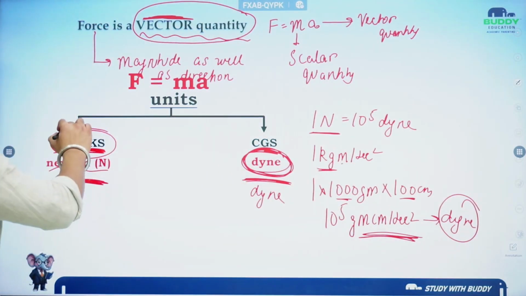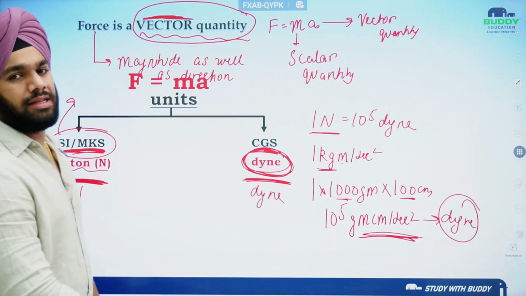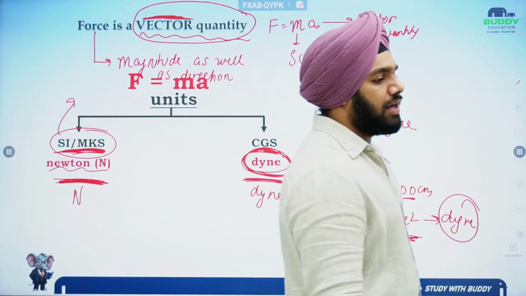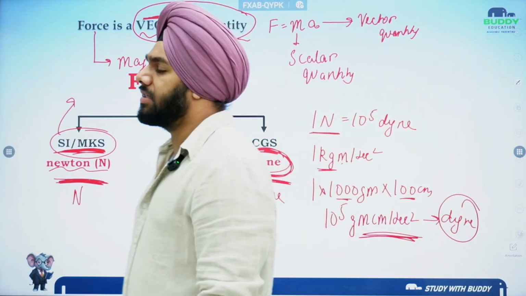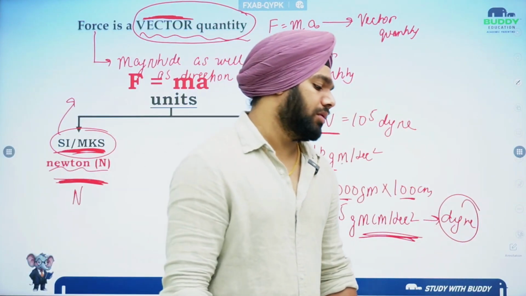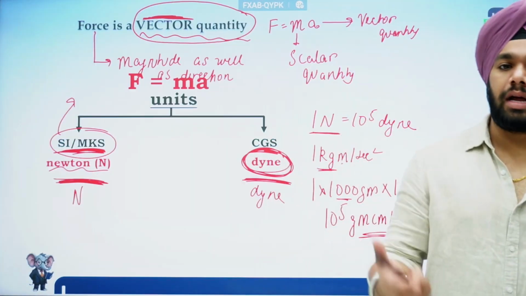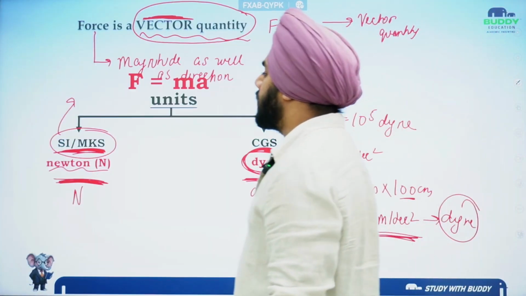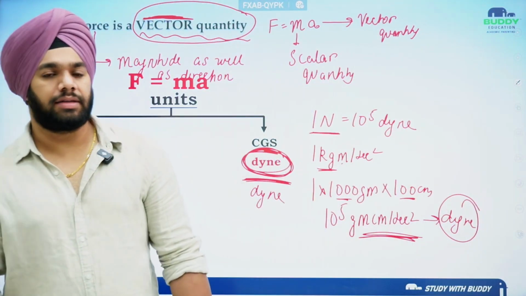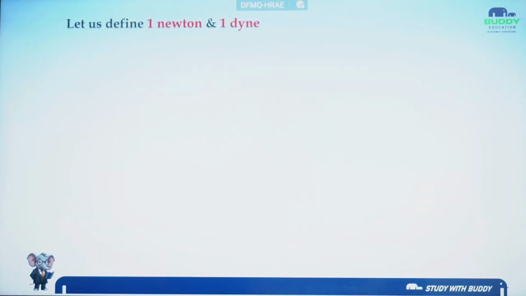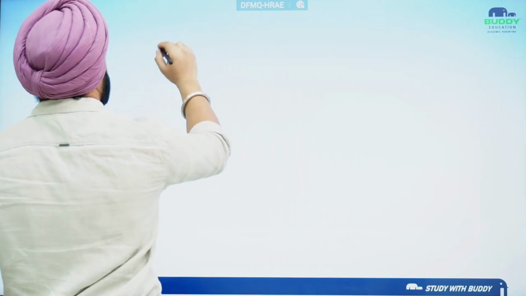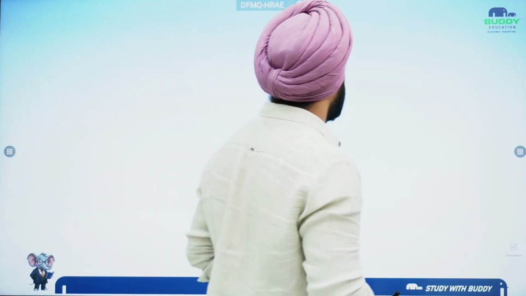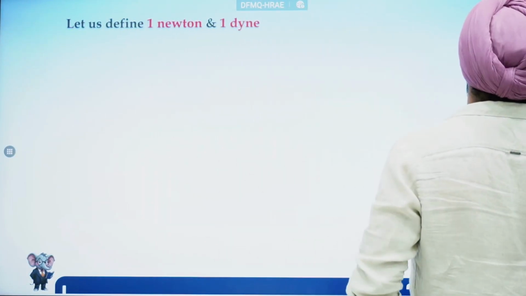So remember, SI unit or MKS unit is the Newton, which is related to kilogram meter per second square. For CGS, it is dyne, which is related to centimeter gram per second square. So I hope till here it is clear, right? So now let us define 1 Newton and 1 dyne. We have already discussed this. What is 1 Newton and 1 dyne, right?